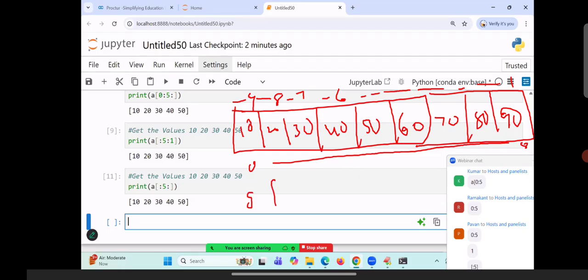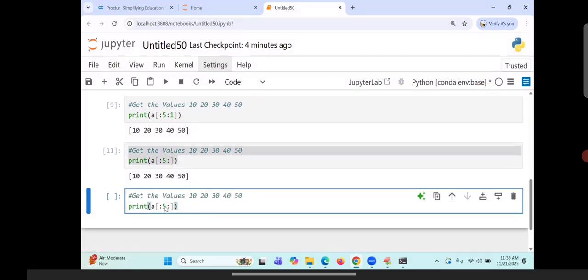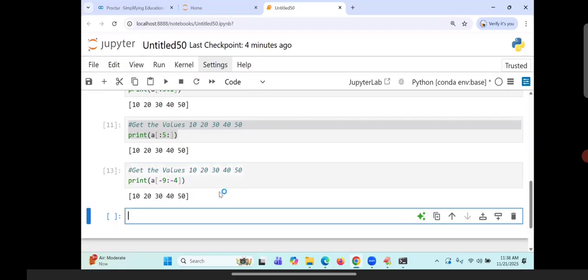S of minus 9 colon, what is this now? Minus 5. This is called minus 4. I need to write minus 4, like this. Do you know this? Simple. Now I'm going to write the same thing in this way. Minus 9 colon minus 4 also will give you the same elements.